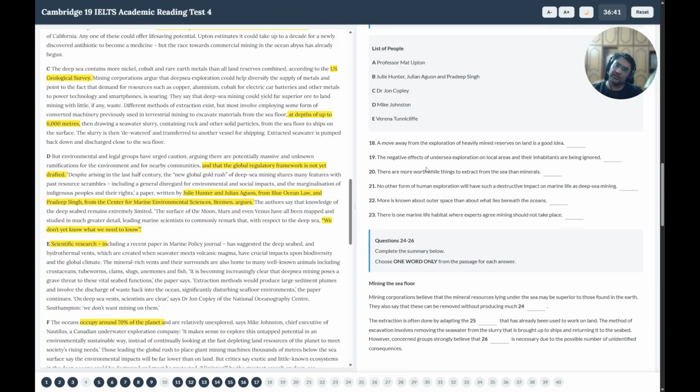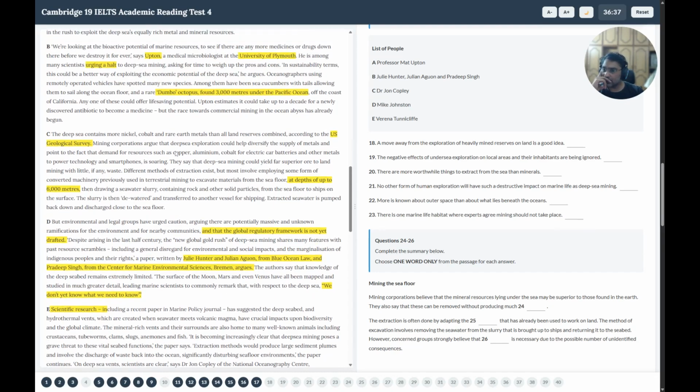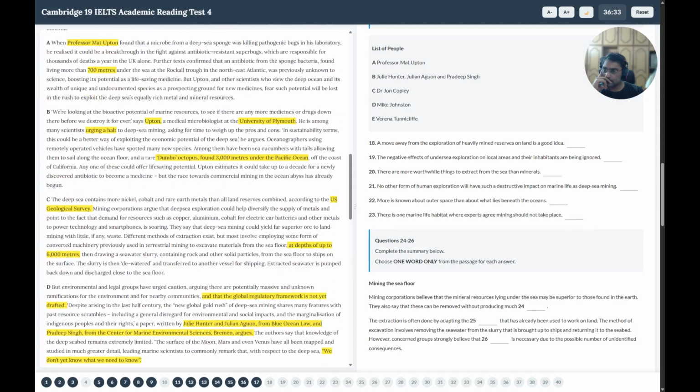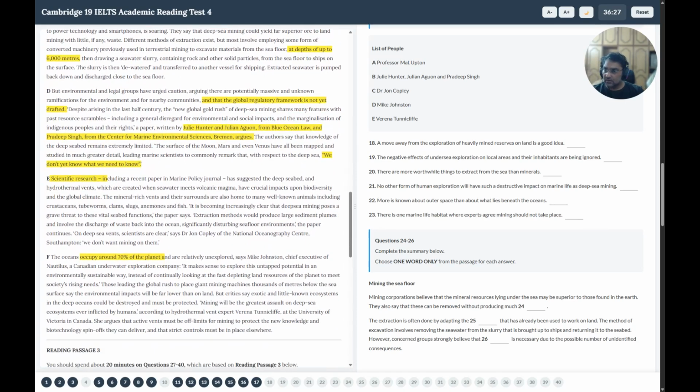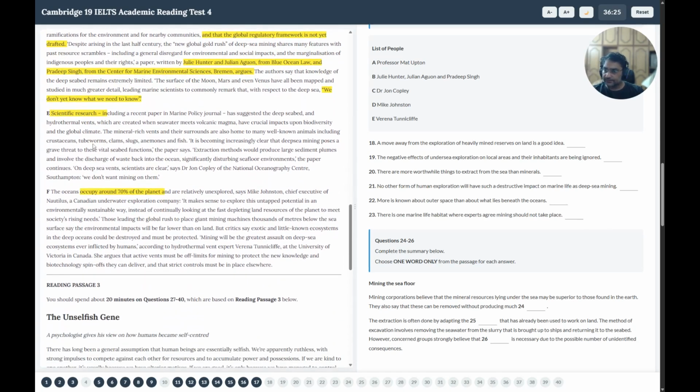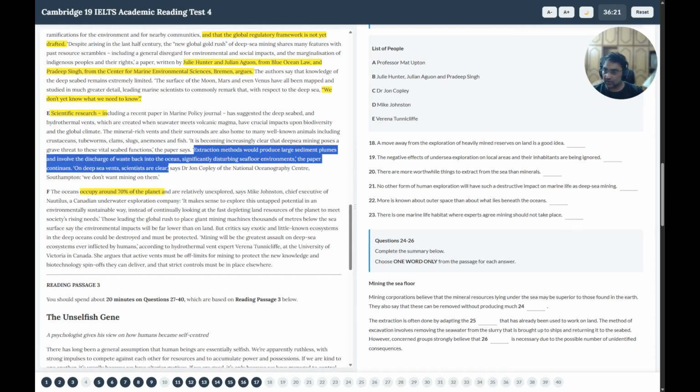No, I don't see anything over here. Dr. John Copley. Let's have a look at where and who is Dr. John Copley. Where is Dr. John? Do we have any Dr. John Copley here? Okay. No, Dr. John Copley basically says the same, that we should not be drilling.